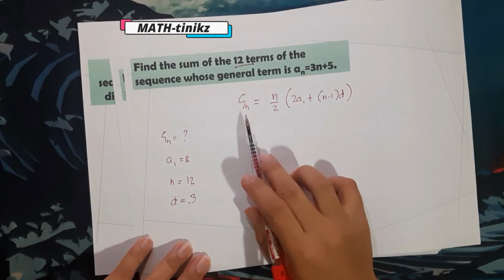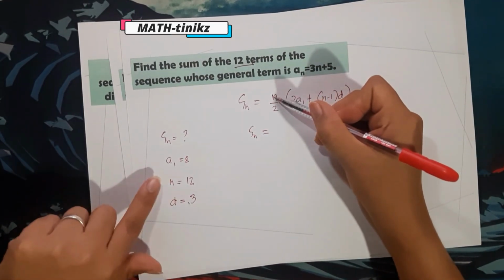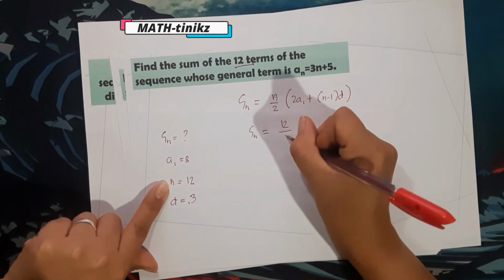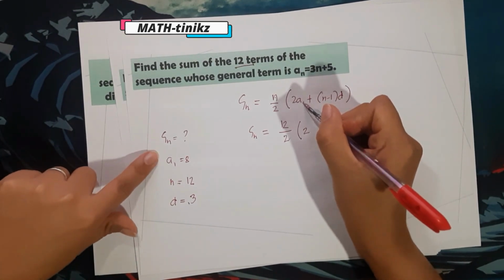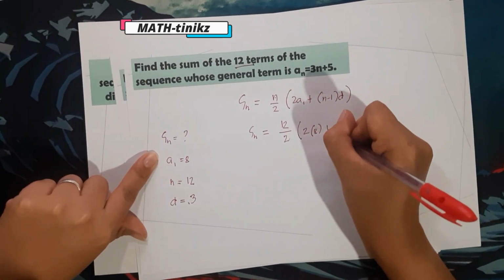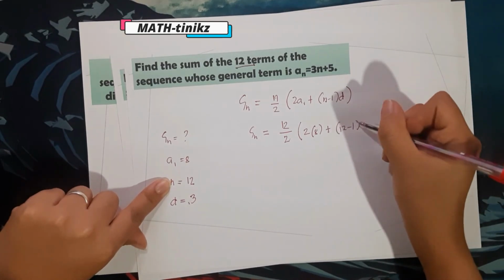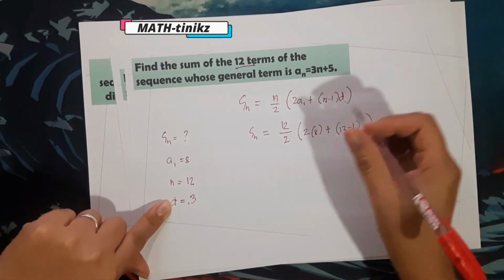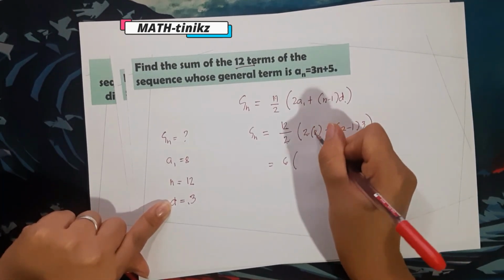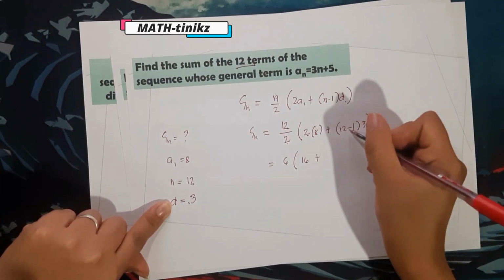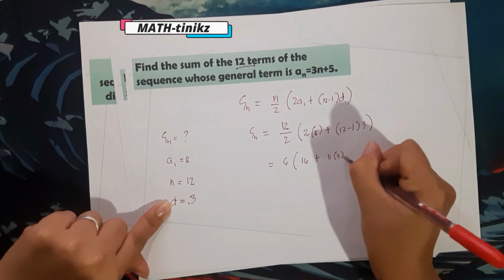So, substitute. The value of S sub n, none, because that is what we are looking for. The value of n is equal to 12. So, 12, copy 2 times 2. What is the value of our a sub 1? That is equal to 8. Multiply. Plus, n is equal to 12 minus 1 times the common difference, 3. So, 12 divided by 2 is equal to 6. And 2 times 8 is equal to 16, plus 12 minus 1 is equal to 11 times 3.